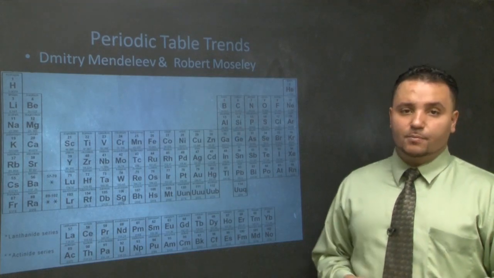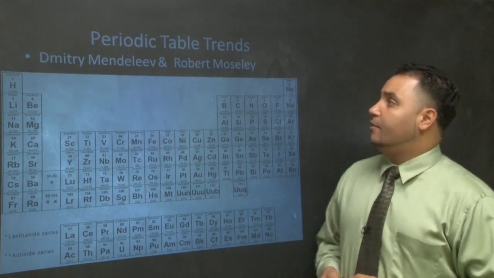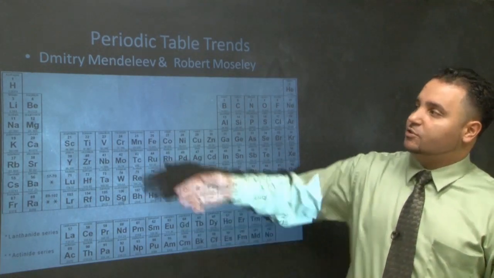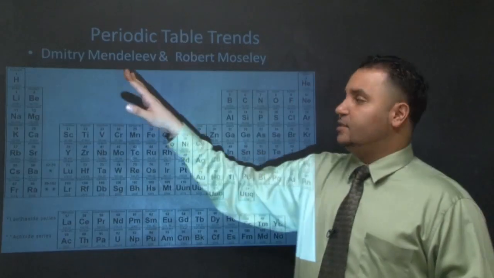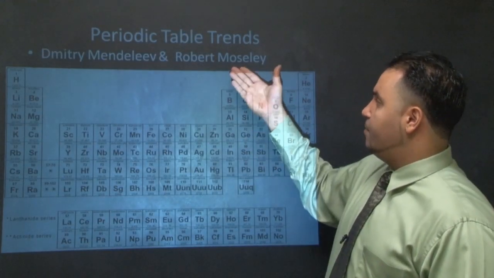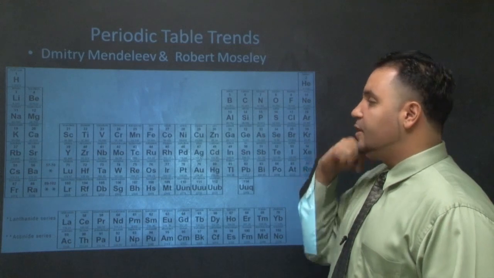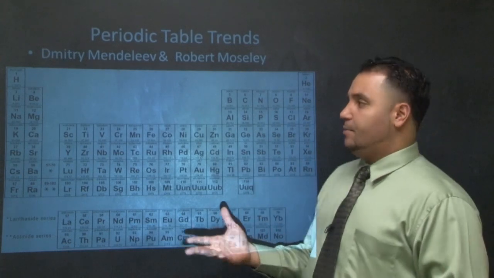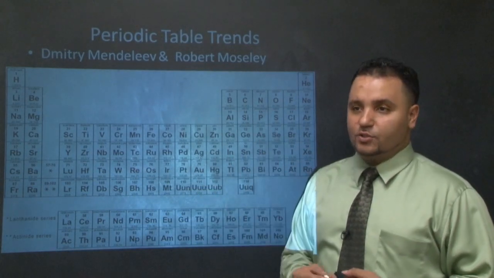Now, first you should know that Dmitri Mendeleev and Robert Moseley get the credit. Really, Dmitri Mendeleev gets the credit. He organized everything by atomic mass, okay, and Robert Moseley did it by atomic number, but it's still okay. Your periodic table, okay, brought to you by these two men. Make sure you know it.